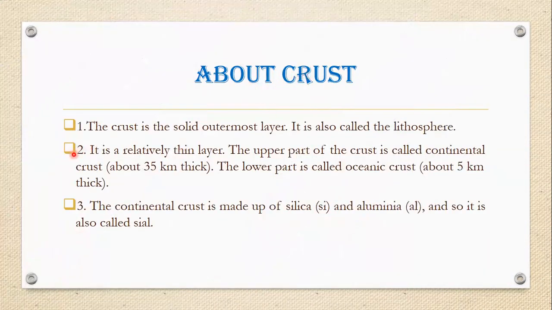About the crust. The crust is the solid outermost layer. It is also called the lithosphere, a relatively thin layer. The upper part of the crust is called continental crust, about 35 km thick. The lower part is called oceanic crust, about 5 km thick. The continental crust is made up of silica, Si, aluminum, Al, and so on. It is called the Sial.